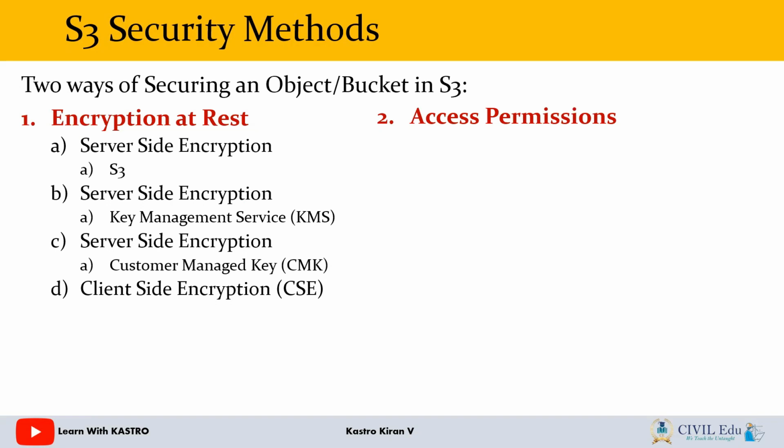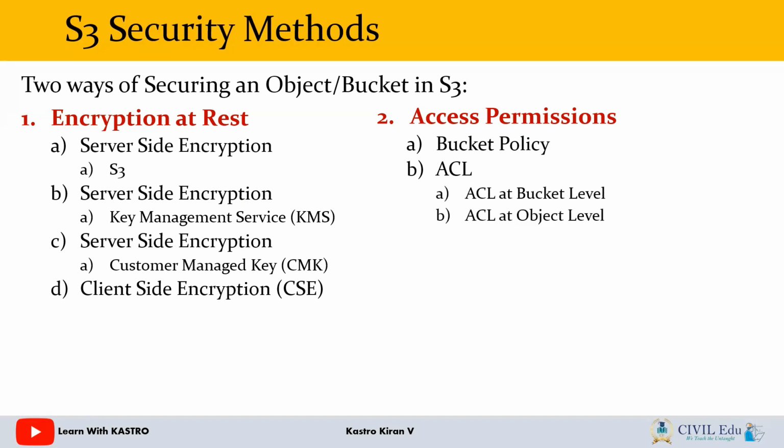In access permissions, again, it got divided into three categories. The first category is known as bucket policy, where we write the bucket policy in the JSON format. The second way of securing the objects using access permissions is by using access control list, which is called ACL. Now, again in ACL, we have two categories. One is ACL, which will work at a bucket level, and the second one is ACL, which will work at object level. We have already talked about how to work with the ACL concept in our previous videos.